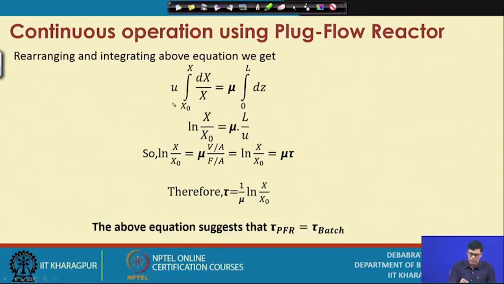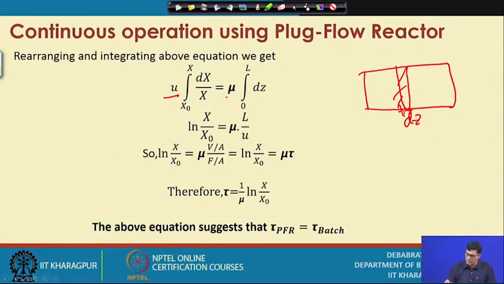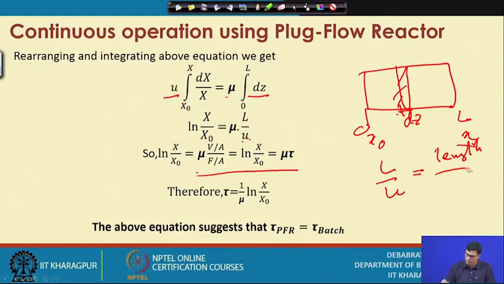Now, if you do the integration, u is the velocity, and dx by x equals mu dz over u. This is the reactor that we have, with a strip here. This is dz, the length of the strip, am I right? Now we integrate it from 0 to L. L is the reactor length. U can be brought out, and we started with x0 and finished with x, the cell mass concentration. Then we have L by U. What is the unit of L? It is length, am I right? And the unit of velocity U is length per unit time.